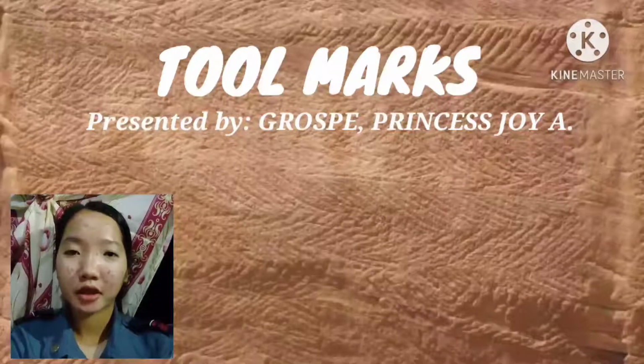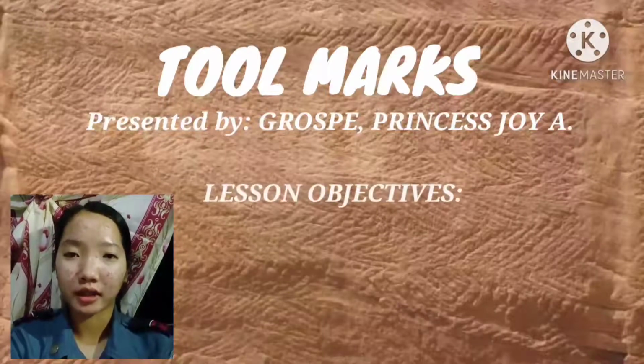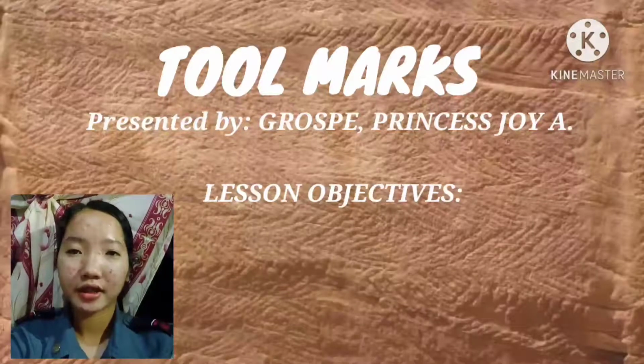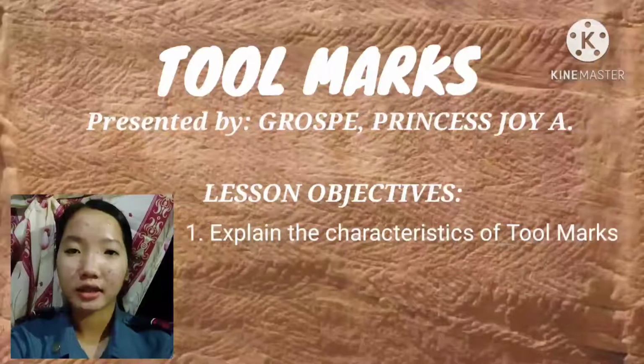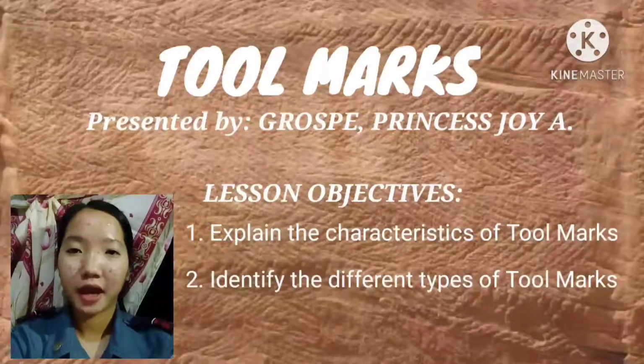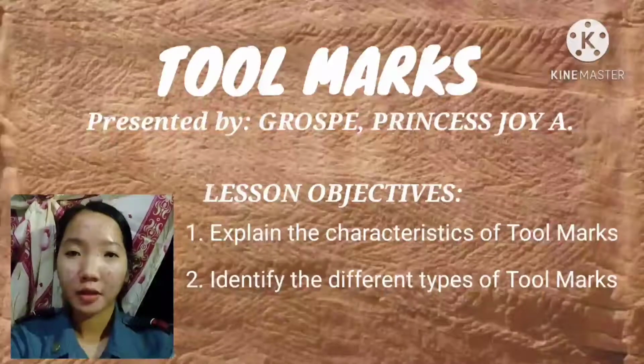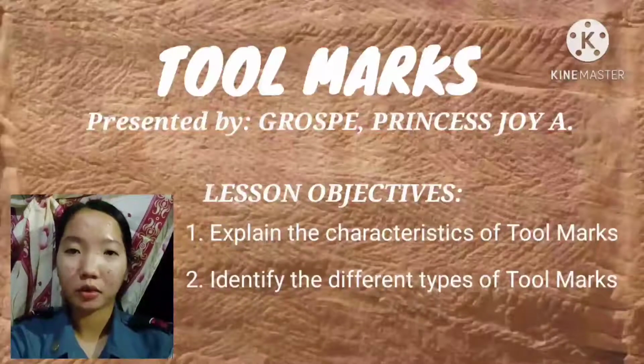For this topic, we have two lesson objectives. First is explain the characteristics of tool marks, and second is identify the different types of tool marks.